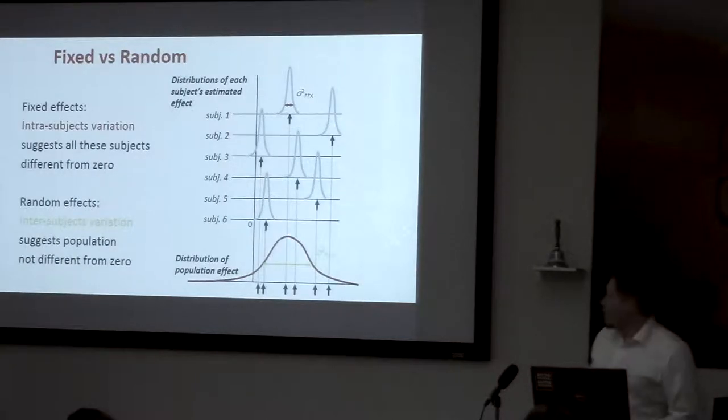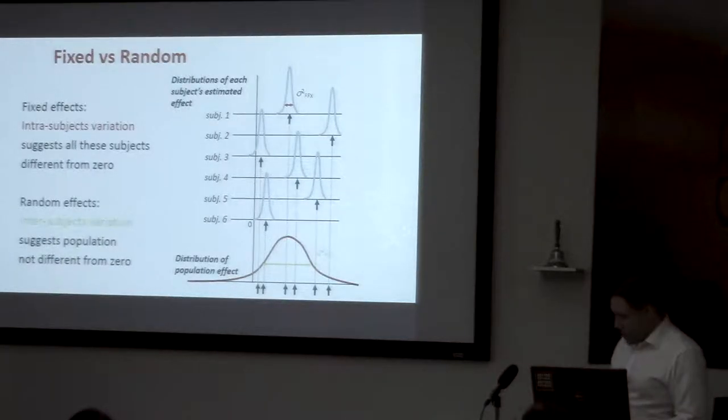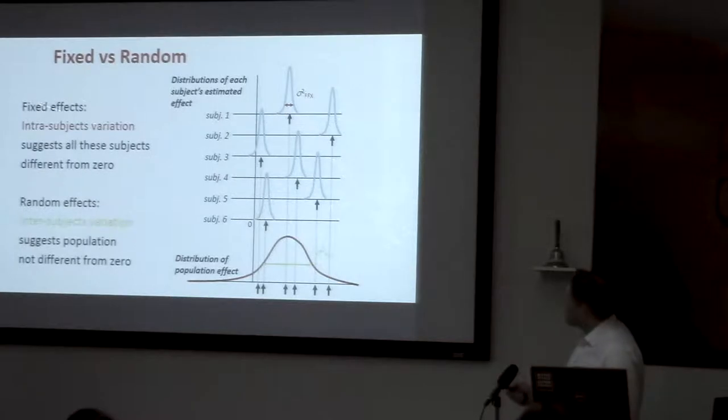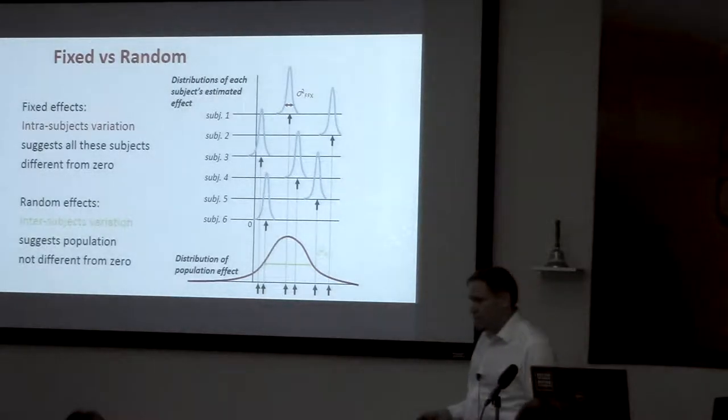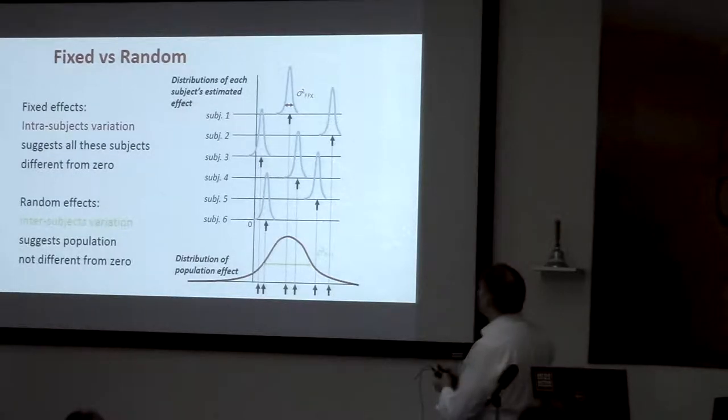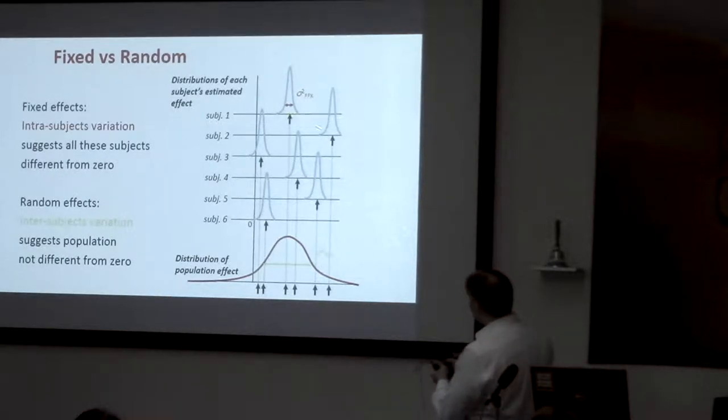So an illustration of this would be: your fixed effect is your intra-subject variation. So this is your subject one, and of course we've got some variation, right? Because, well, from trial to trial, things are not the same. So if you estimate an effect here, we've got some variance around it, then same for subject two, three, four, and so on. And then if we look at this, I would suggest that all of these subjects differ from zero, because of course they are quite away from zero, except maybe this one, which has a bit of a variance, which crosses zero.